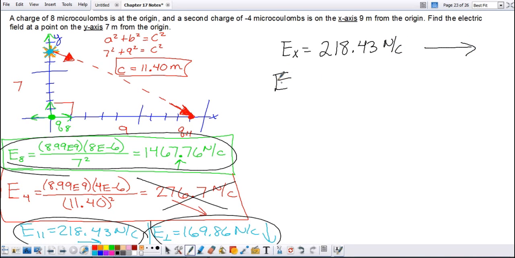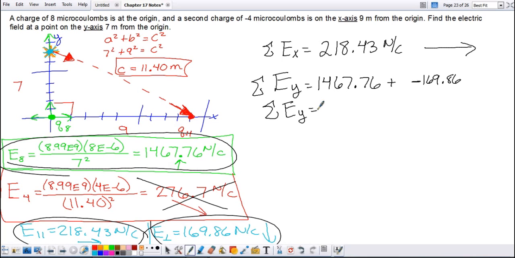Then we're going to find the net electric field in the y direction. Well, now it's a little bit more difficult. We have 1,467.76 newtons per coulomb up, so we're going to let that be positive, plus 169.86 newtons per coulomb down, so we'll make that negative, which means the net electric field in the y direction is 1,297.90 newtons per coulomb up, because the positive was greater.